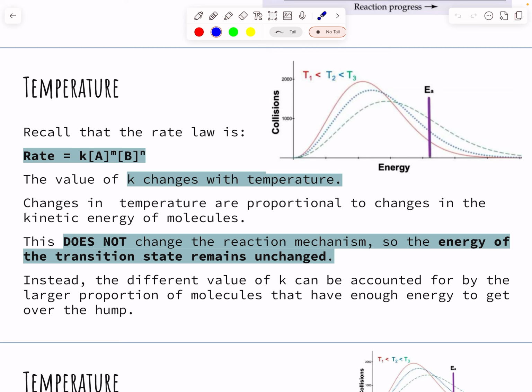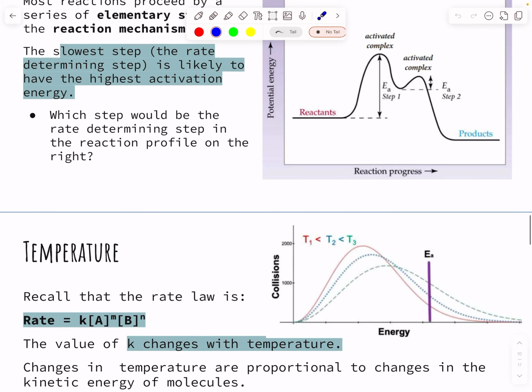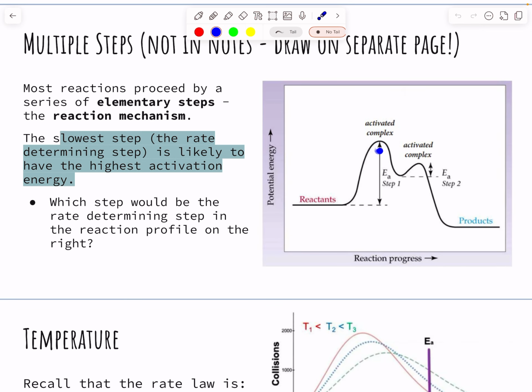Changes to temperature are proportional to the kinetic energy of the molecules. This doesn't change the overall reaction mechanism. Like when I increase the temperature, I am not changing my elementary steps and the order in which they happen. So the energy of the transition state ultimately remains unchanged. Instead, basically what k accounts for is that now more molecules can overcome this bump. So this would not change. It's not like changing the temperature would lower this or raise this. It just means that more molecules would now have the kinetic energy to get up there.